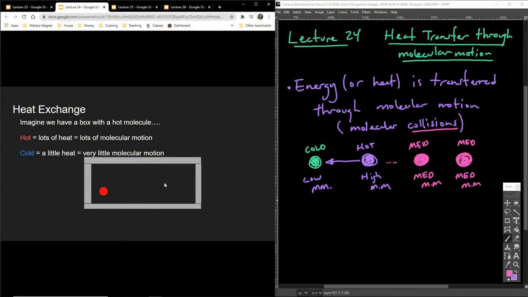Let's imagine that we have a box with a hot molecule. Now, when I say hot, what I mean is lots of heat. I don't mean temperature hot, though you could think of it that way, because usually if something's hot in temperature, it has a lot of heat. That's why I'm using hot. But when I say hot, I mean lots of molecular motion. When I say cold, I mean very little heat or very little molecular motion.